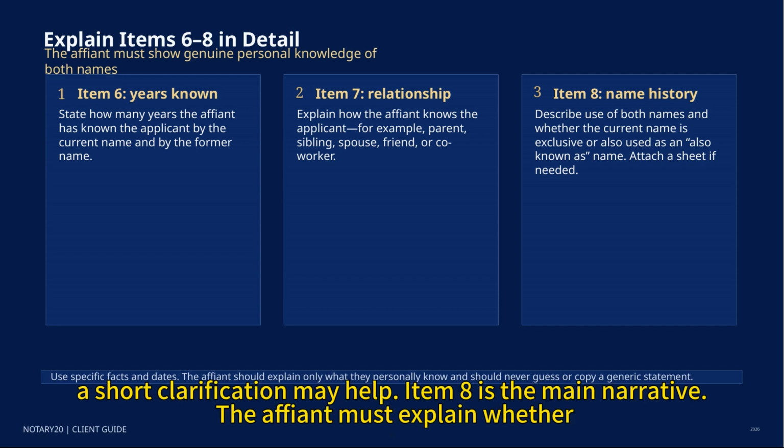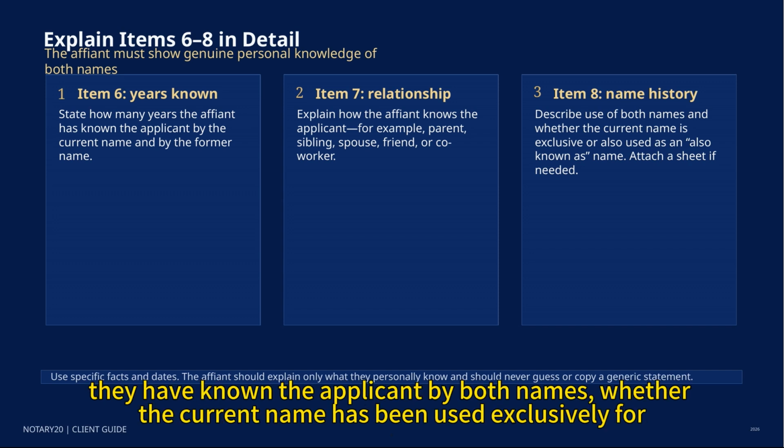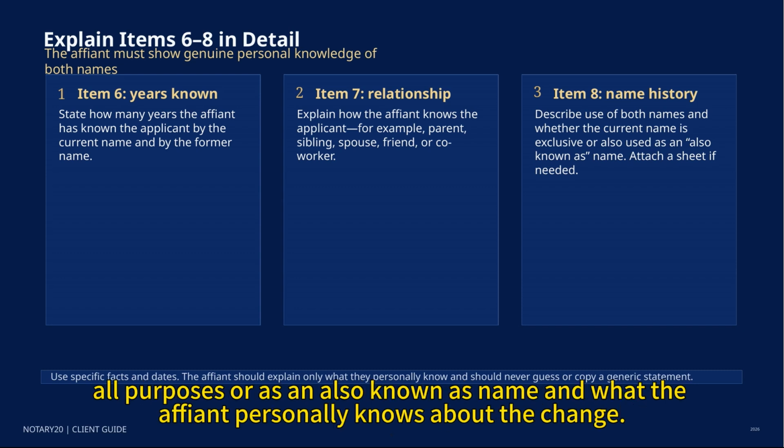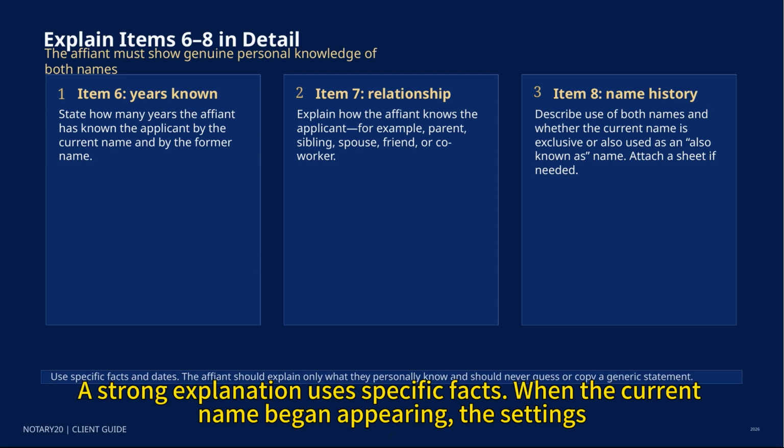Item 8 is the main narrative. The affiant must explain whether they have known the applicant by both names, whether the current name has been used exclusively for all purposes, or as an also known as name, and what the affiant personally knows about the change. A strong explanation uses specific facts.